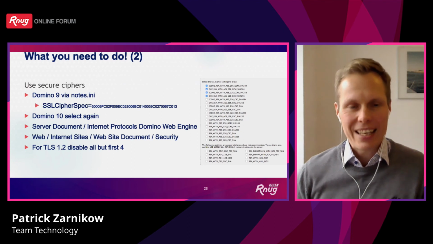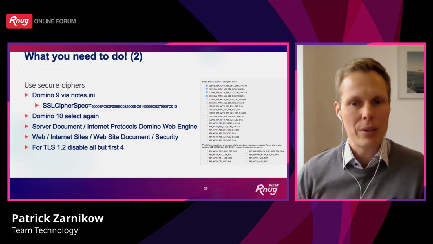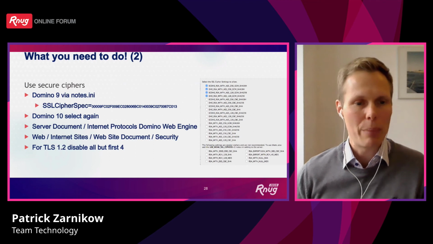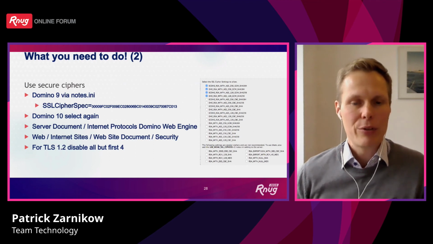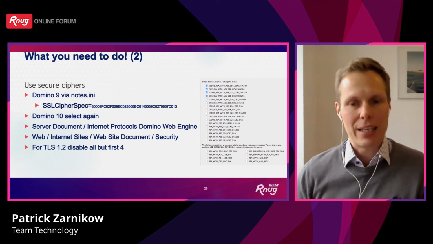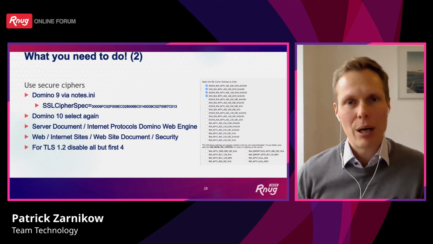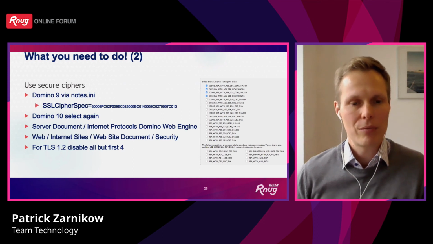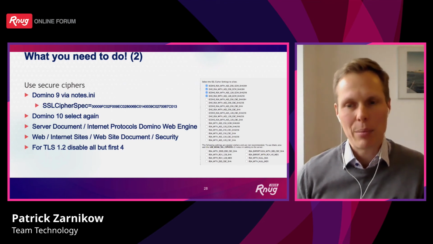So in Domino 10, you can select it again in the configuration document. In the server document and in the Internet Protocols tab in the Domino Web Engine section. And if you use Internet sites, then in the web Internet site website documents under security. If you just want to provide TLS 1.2, which is the only secure configuration right now, you should disable all of them except the first four in the list.